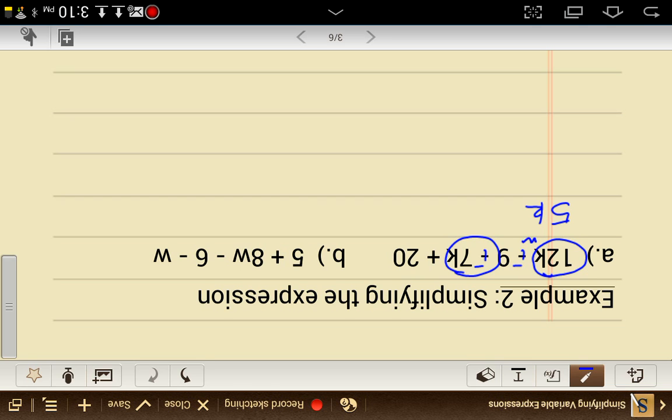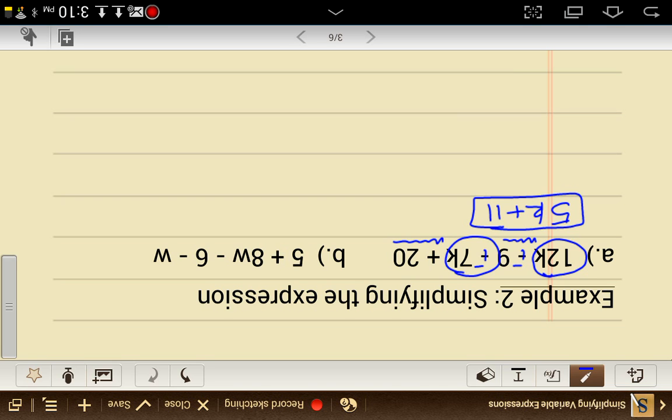Now I'm going to work with my constants. I have a negative 9 and I have a 20. Okay, so negative 9 plus 20 is positive 11. So that's 5k plus 11. And that is my final answer. Again, I cannot combine the 5k and the 11 because they are not like terms. I can only combine like terms. So that's my final answer. Similar to distributive property that we had last night.